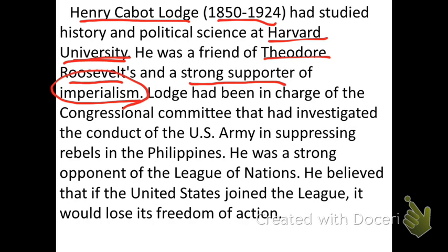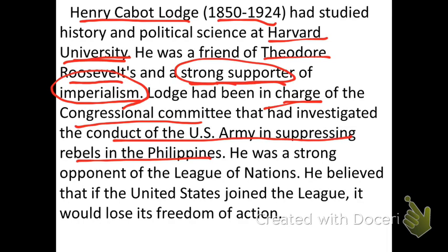Lodge was in charge of the Congressional Committee that had investigated the conduct of the U.S. Army in suppressing rebels in the Philippines. And so he has some background in foreign affairs. He had some knowledge of what it took to be an empire. Again, he was a strong supporter of imperialism. He wanted to see America grow.